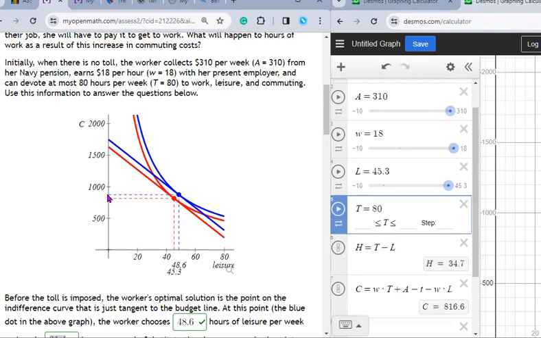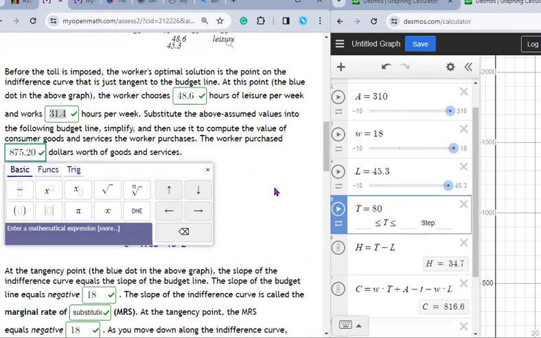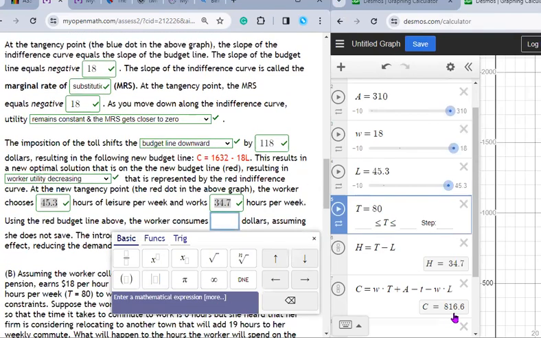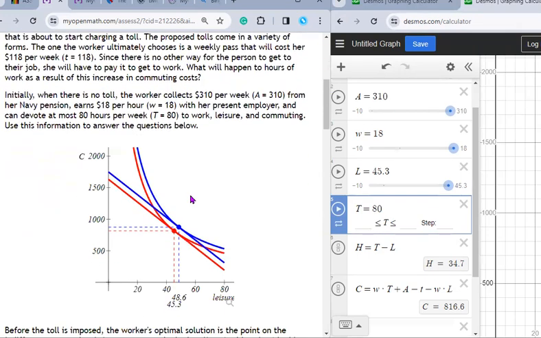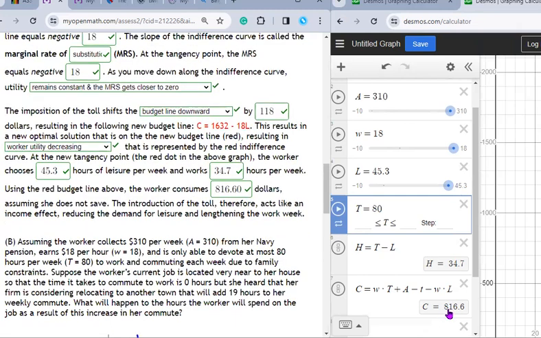Also, consumption declined. Consumption was roughly 875. Now consumption is $816, right? I'm getting that from my consumption function over here in Desmos.